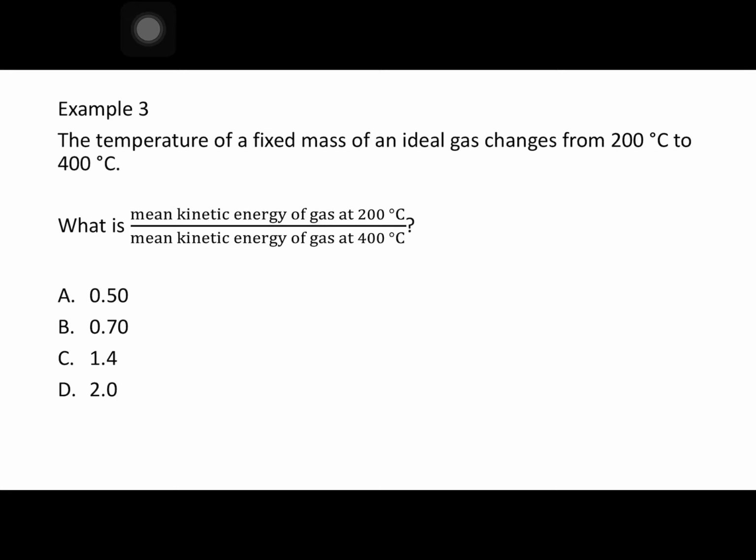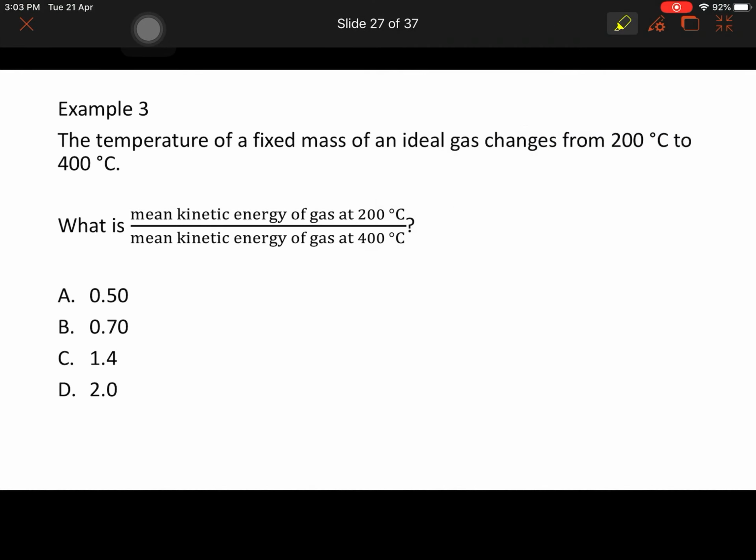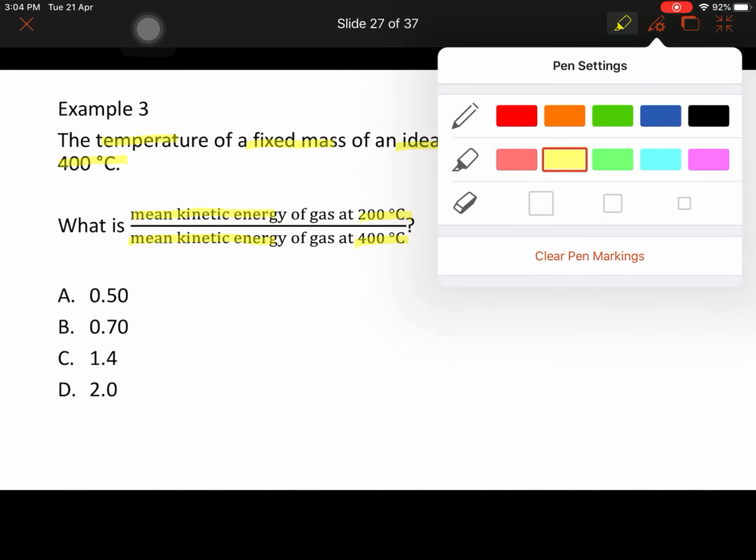All right, so let's pause here and do example 3. Then you unpause it when you're done. Okay, so for example 3, what did they ask us to do? They tell us that the temperature of a fixed mass of an ideal gas changes from 200 degrees Celsius to 400 degrees Celsius. They asked us for the ratio of the mean KE at 200 degrees to the mean KE of the gas at 400 degrees Celsius.